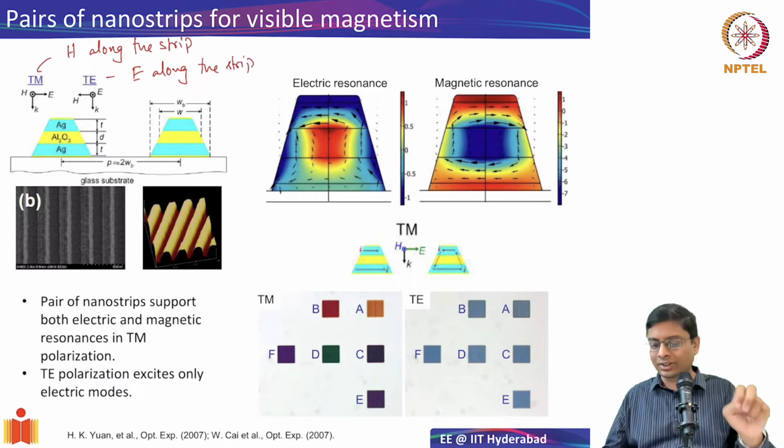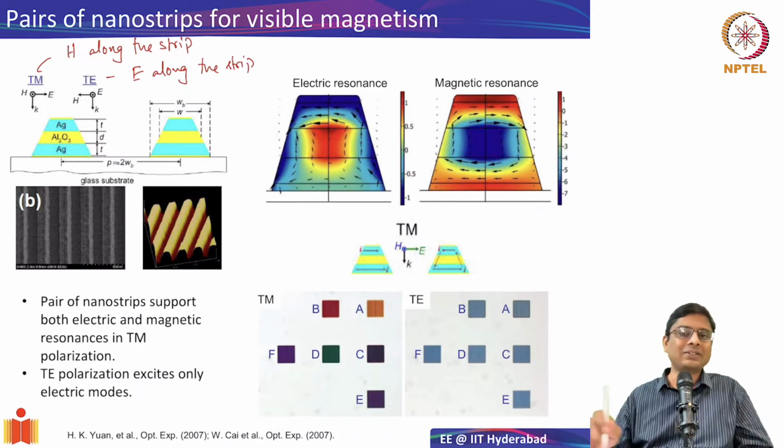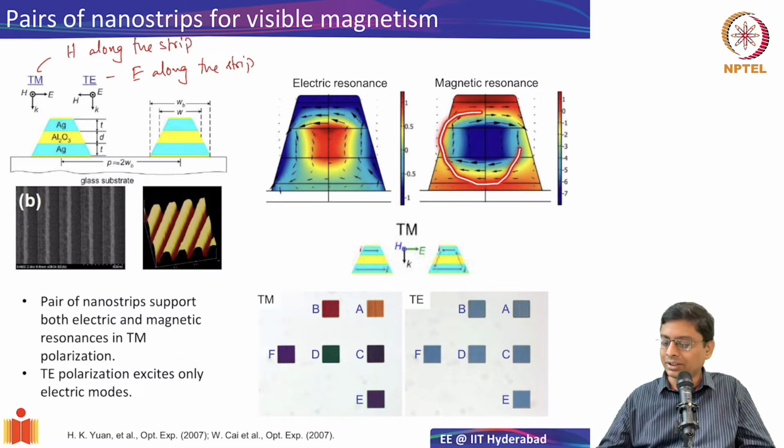I can look at these structures, and you'll see that two types of resonances are excited. When your magnetic field is along the strip, we talked about the circulating displacement current, and that is what is being shown here. The arrows represent the displacement current, and you see that the displacement current is going in this circular fashion, essentially meaning that there is a strong confined magnetic field, which is what you see here. This is basically the blue region. This is the magnetic field.